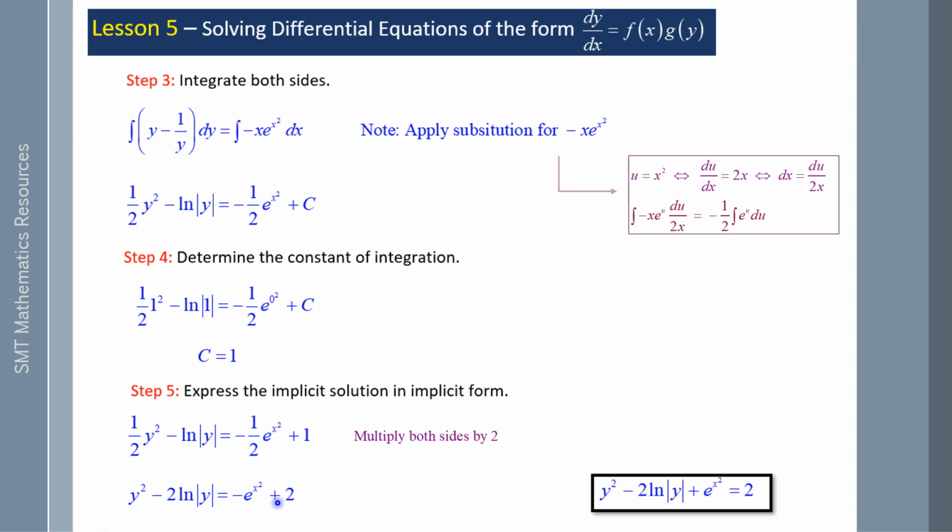Here we can't really do a heap more apart from rearranging a little bit more, which is having y squared take 2 ln y plus e to the x squared equals 2. And that's our implicit solution.